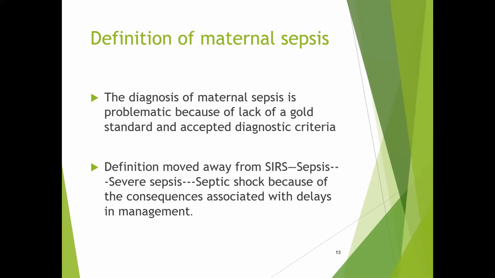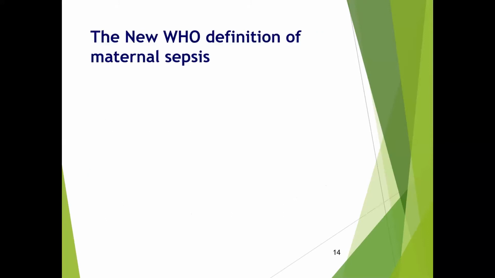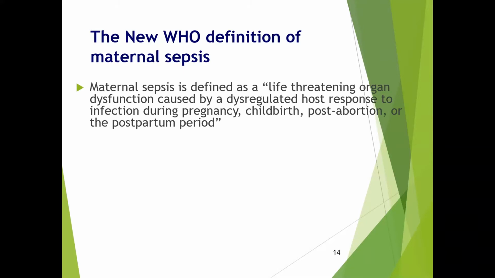So in 2017, the World Health Organization released a statement on the maternal sepsis definition, basically to try to standardize it and make sure that when we talk about maternal sepsis, we talk about one thing and we understand each other in the same way. Maternal sepsis is defined as a life-threatening organ dysfunction caused by a dysregulated host response to infection during pregnancy, childbirth, post-abortion, or the postpartum period.